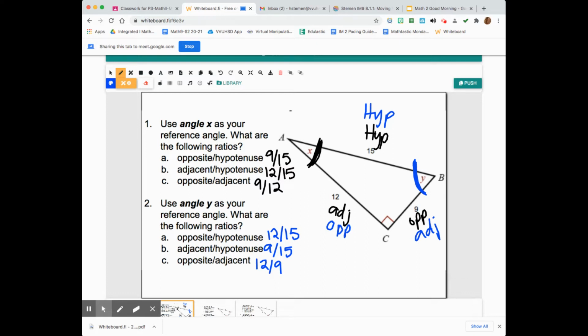All right, so that's what we're doing today. Like I said, almost the same thing we were doing yesterday, except now we're writing fractions. So we have 3 trig functions, right? We have sine, cosine, and tangent. So each one of these ratios is going to represent either sine, cosine, or tangent. So in our notes, we figure out which one is which. But right now, we're just practicing writing the ratios, okay?